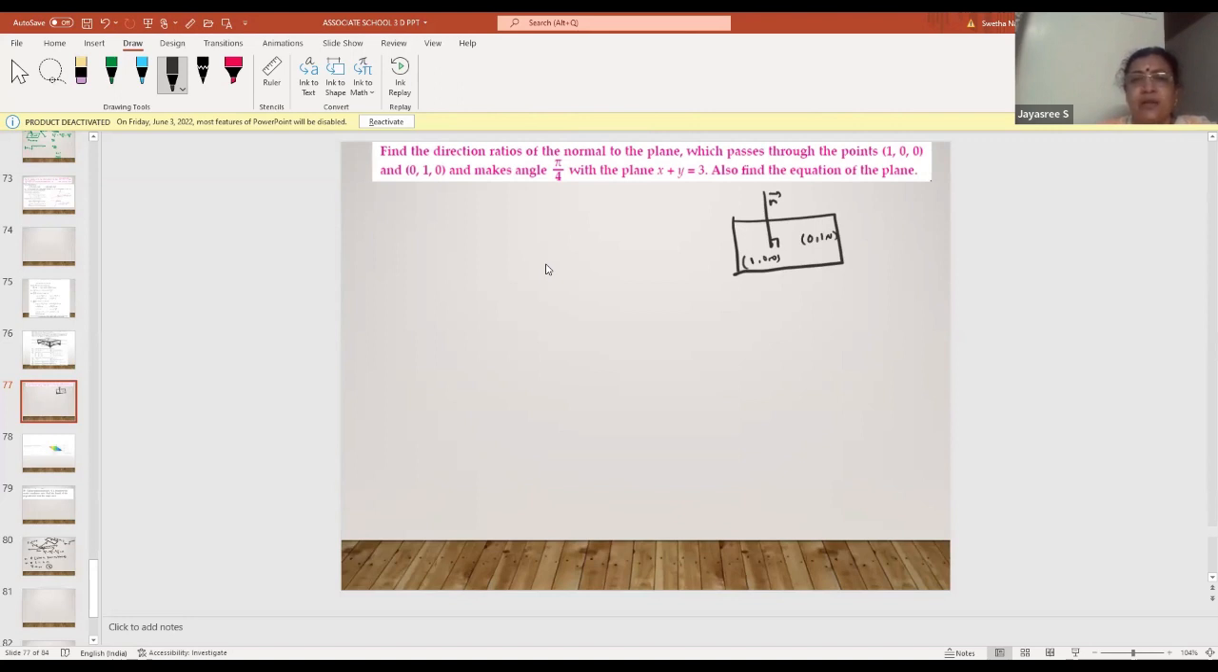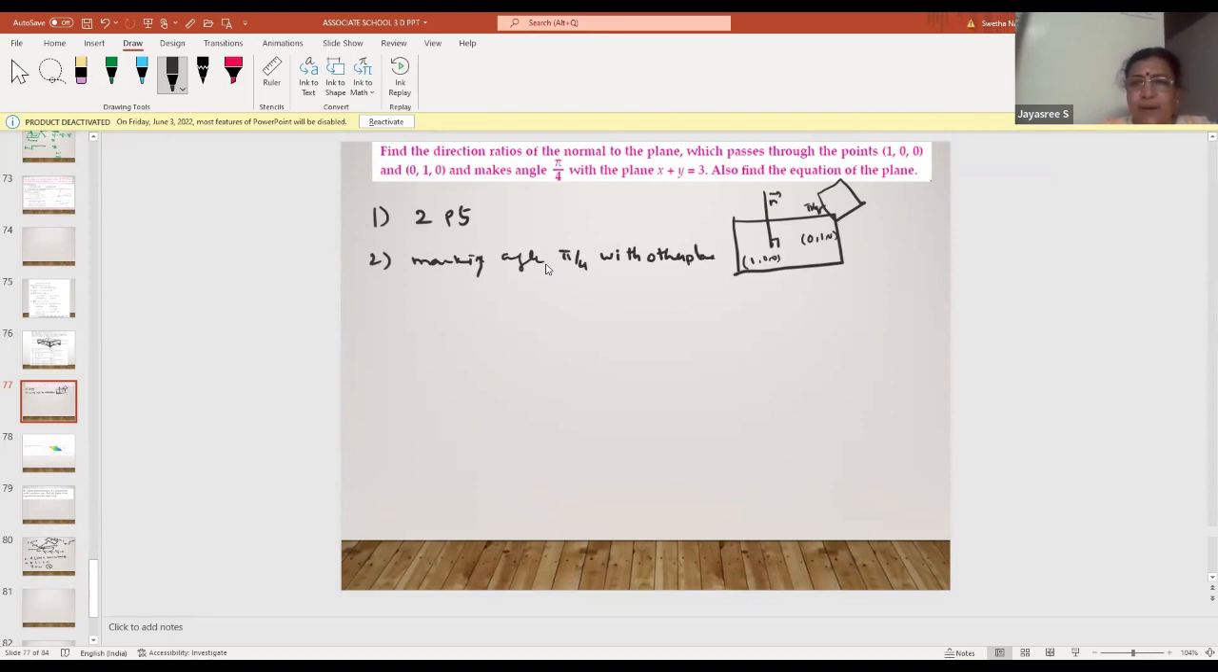All right. And making an angle pi by 4 with other plane. We have another plane. With that plane, this plane is making an angle pi by 4. Find the equation of the plane. So this is what the question is. What data is there? Passing through 2 points is given and making an angle pi by 4 with other plane. These are the 2 data given. Now how to go about it?